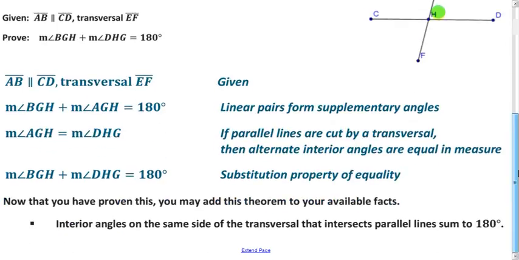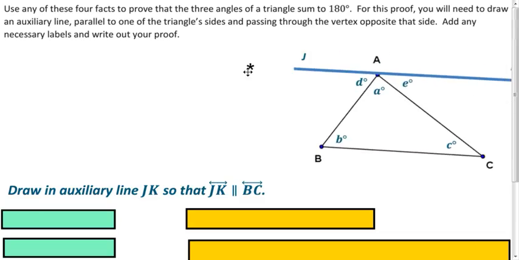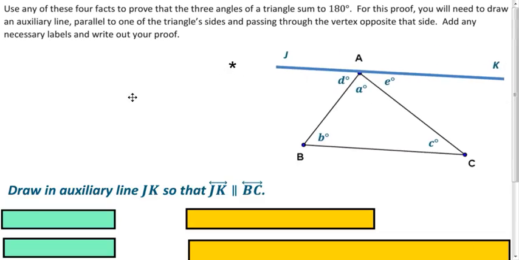Now we have another tool that we can use. We know the interior angles on the same side are supplementary. So now we're going to prove this one. We want to show that the sum of the measures of the angles in any triangle gives us 180 degrees. To do that, we're going to have to draw an auxiliary line. We're going to call this line JK, and it's going to be parallel to side BC. Could have picked any side, but let's stick with BC. Now we labeled each of the important angles in this problem.